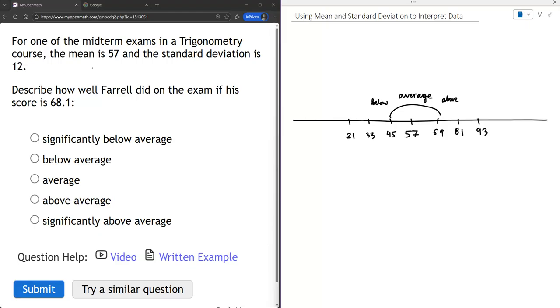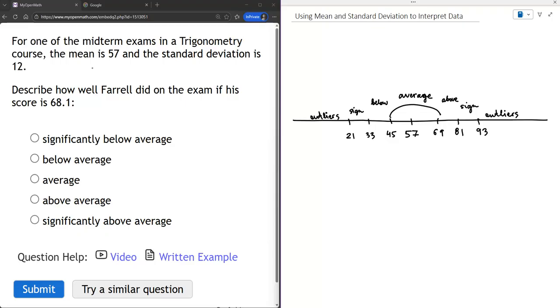And if you are below average but within 2 standard deviations, we would classify that as below average. And anything beyond that will be classified as significantly above. Anything below 33 will be considered significantly below. And then we have outliers, which are outside of our 3 standard deviation range. So this is the gauge for measuring how well Farrell did on the exam.